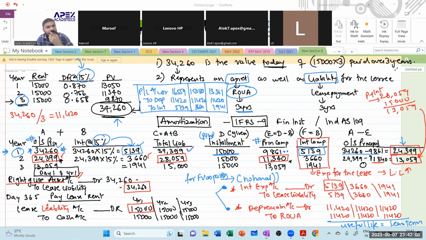Yeah, understood. The same process you will replicate over 2 years. The only catch is in the third year, it has to become equal. So you don't calculate 15%. You take this as the balancing figure. Okay, understood. That's the only catch.